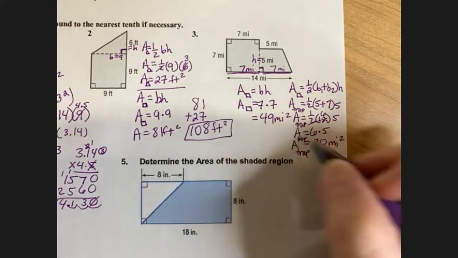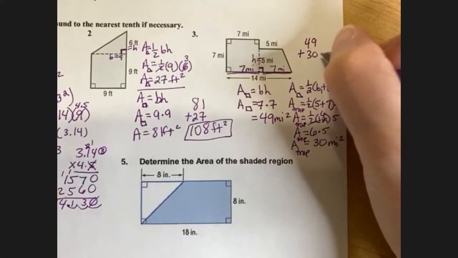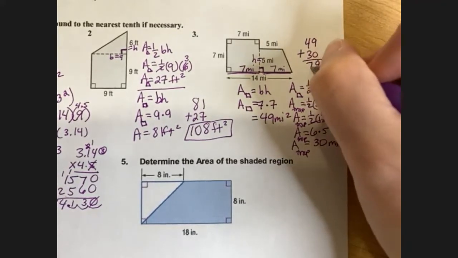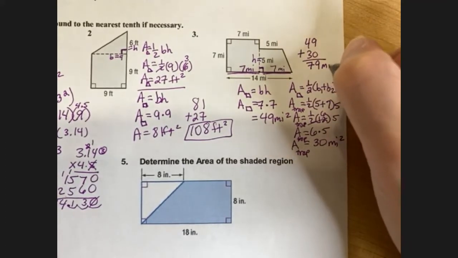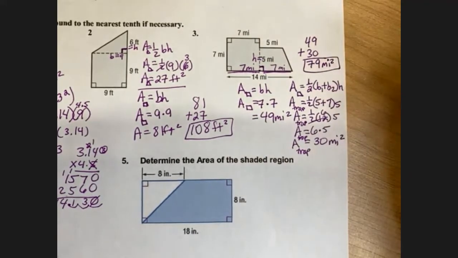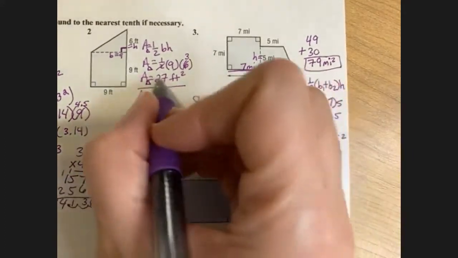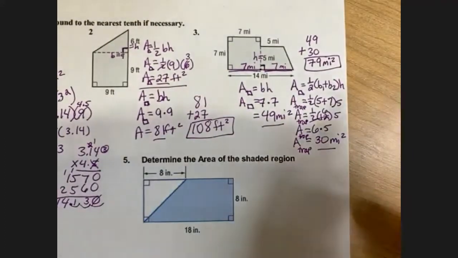So I'm going to add those two together. So I have 49 plus the 30 miles squared for a total of 79 miles squared. And I just put my final answer up there. And that was combining these two together. So just looking at what you're combining to find the area of the composite shapes.